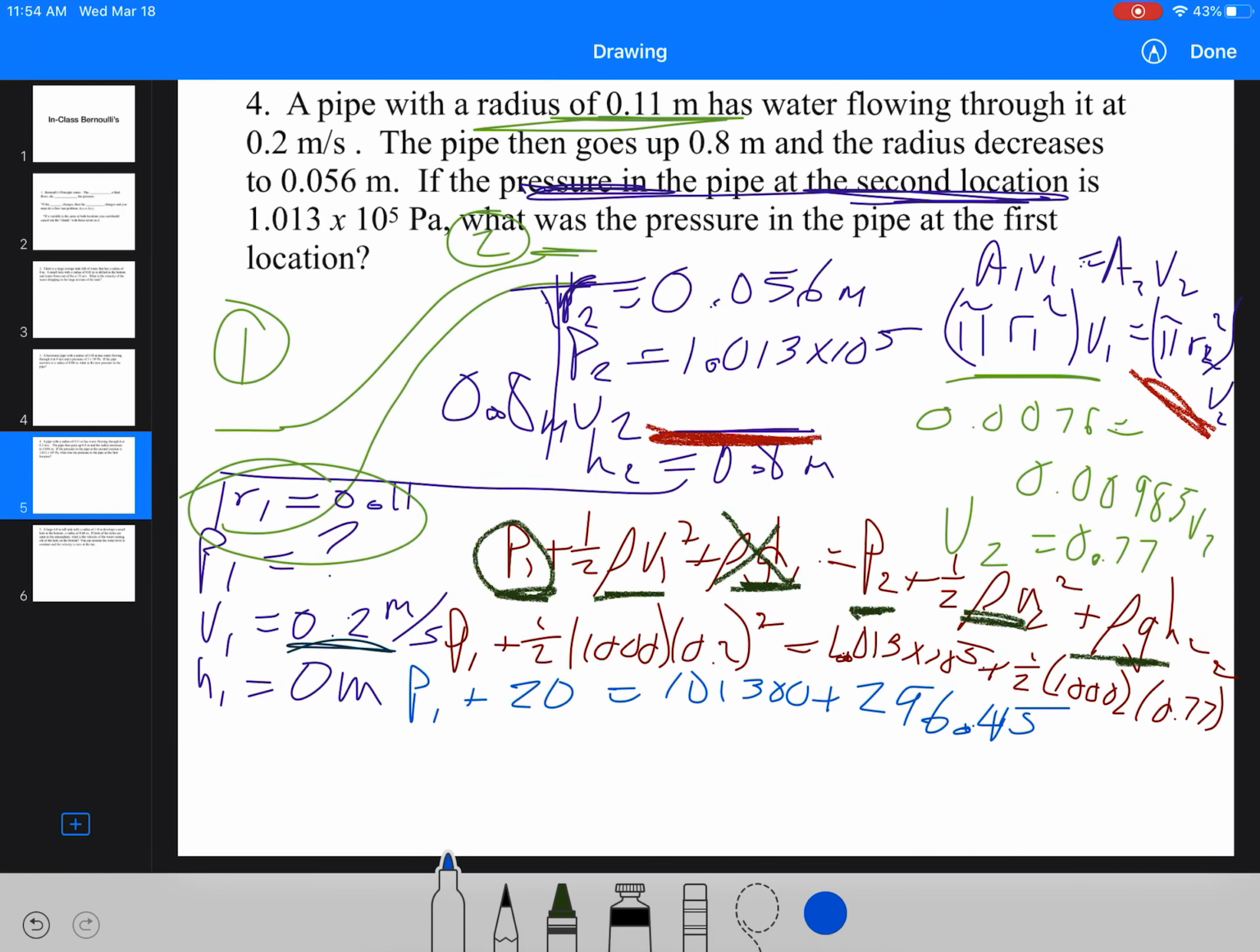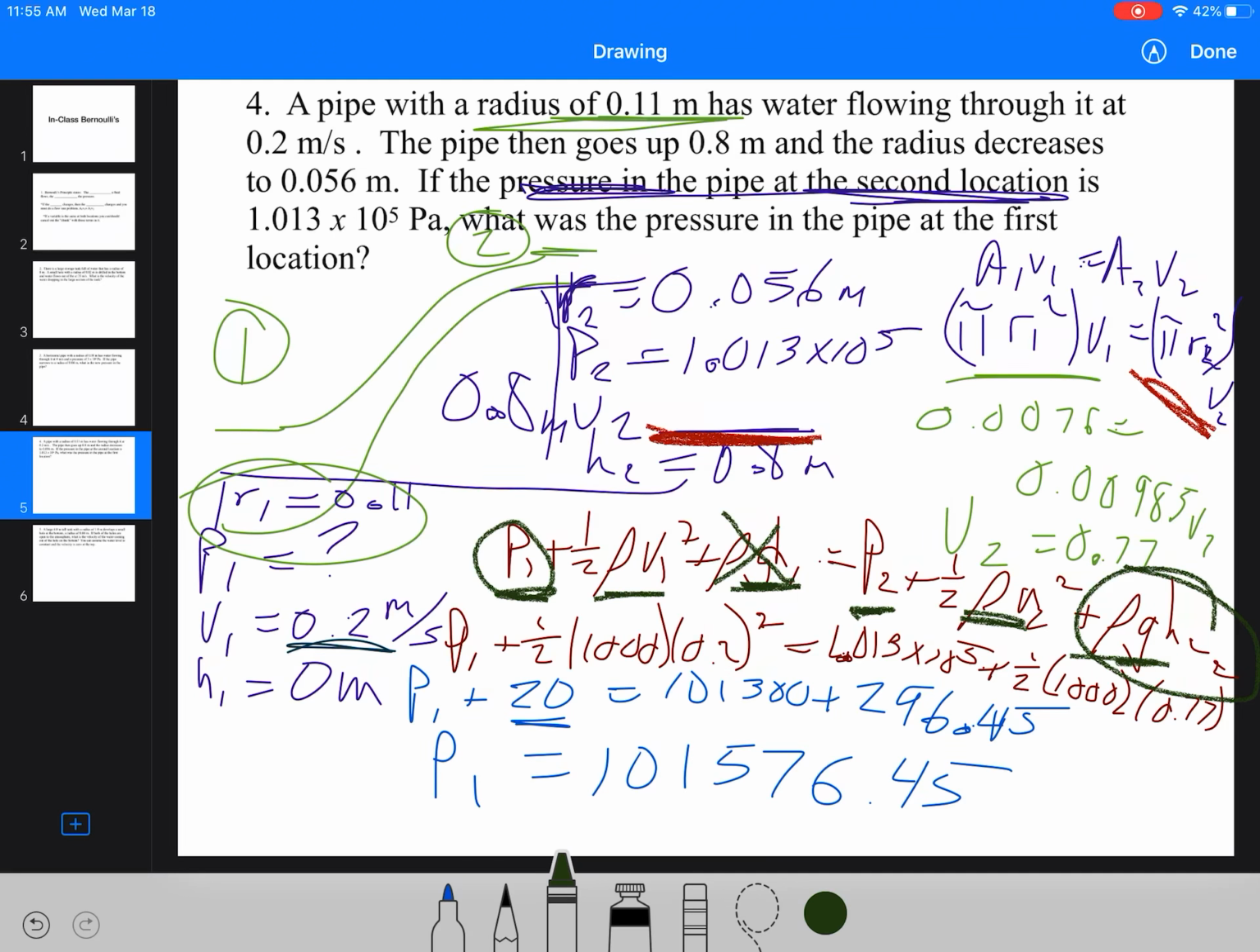Now when we go through, we have to move this over to the other side. So we have 101,300 plus 296.45 minus 20. My P1 value is equal to 101,576.45. Oops. Shoot. You know what I forgot? I forgot that chunk. I forgot to add the height component.